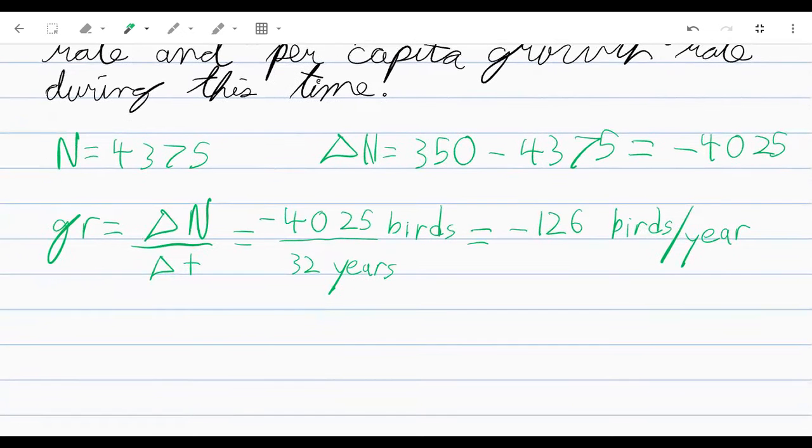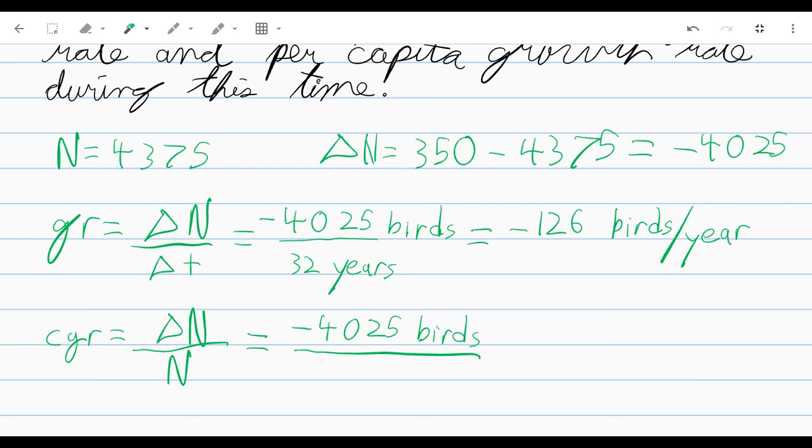Then for per capita growth rate, it's going to be the change in birds over the original population. So this is still going to be an average, and it's still going to apply to that 32-year time span, but it's not measured per year. Instead, this time, it will be negative 4,025 birds over our initial 4,375.